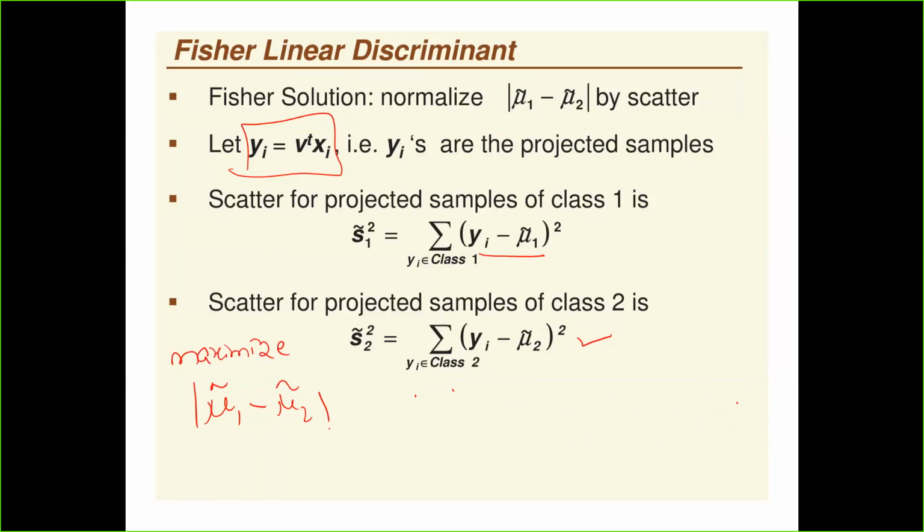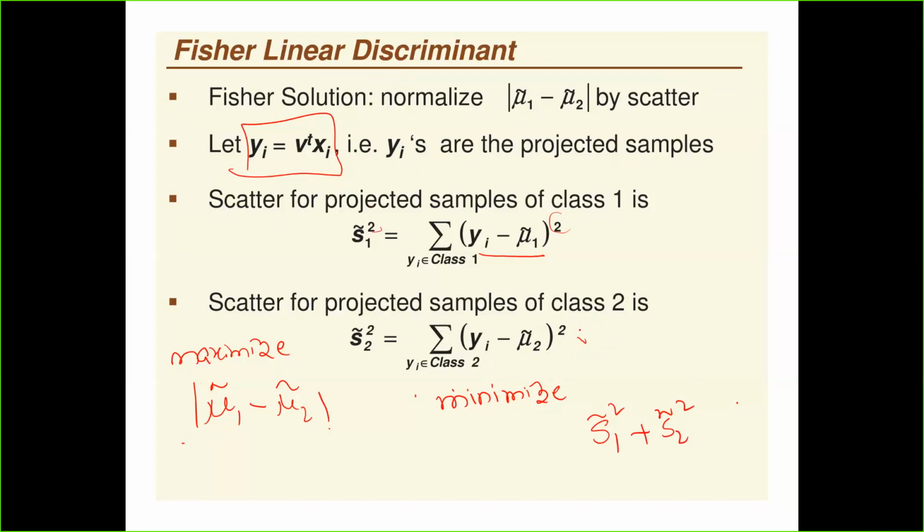What is the other objective? Minimize scatter in the projected space. It means this S1 bar square plus S2 bar square we want to minimize. Am I right? So we want to minimize S1 bar square plus S2 bar square. That is just notation, madam, because the square is given. If you want, you can just write S1 bar also, it doesn't matter. Okay, sir, some notation, yes.